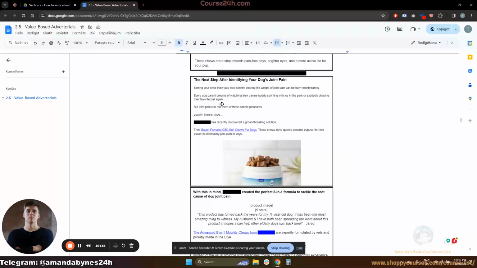Luckily, there's hope. This brand has recently discovered a groundbreaking solution: their bacon-flavored chews. These chews have quickly become popular for their power in eliminating joint pain.